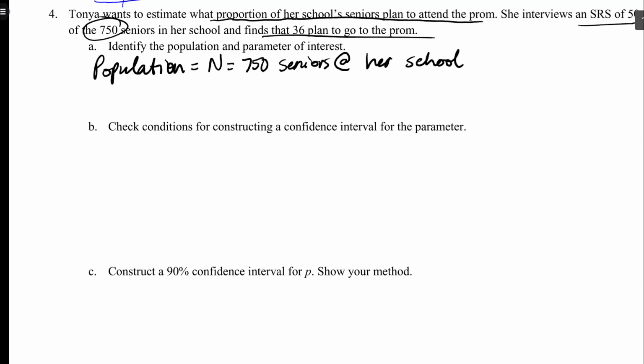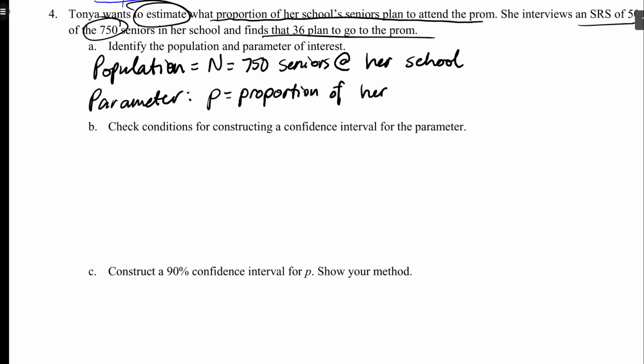The parameter, what is it that we are trying to estimate? Right? We're trying to estimate the proportion of her school's seniors that plan to attend the prom. So we can write that out for our parameter. I'm going to label that as p, lowercase p, for the population proportion of her school's seniors that plan on attending prom.